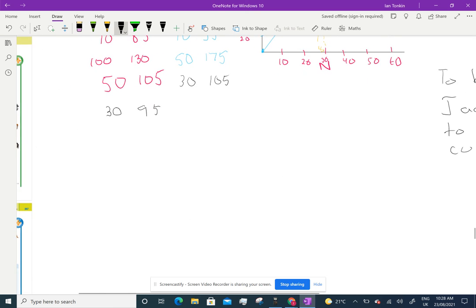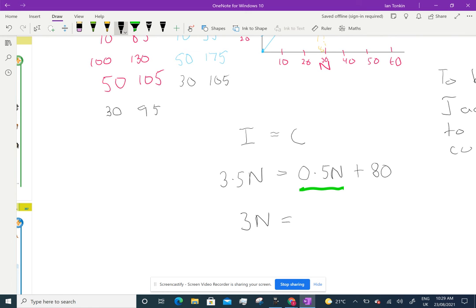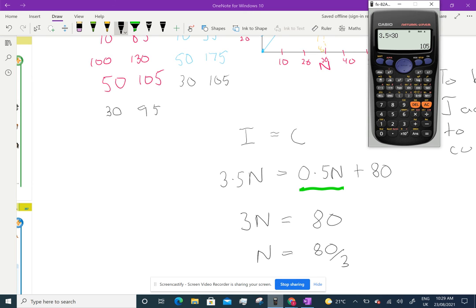Now you could, if you're really good, use algebra. So what should I use algebra? I want my income to equal my costs. My income is 3.5n equals, and my cost is 0.5n plus 80. So I'm going to minus 0.5n from both sides. So that'll give me 3n equals 80. And then I'm going to divide by 3. 80 divided by 3. I'm going to go to my calculator. 80 divided by 3.